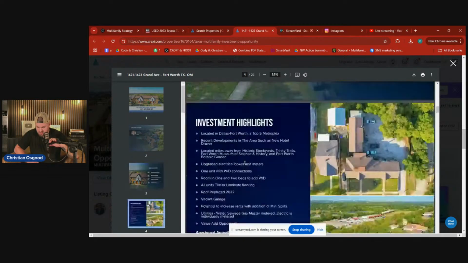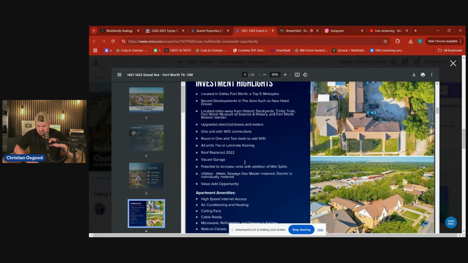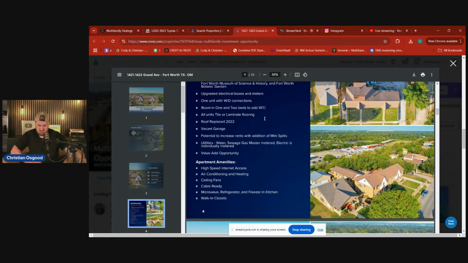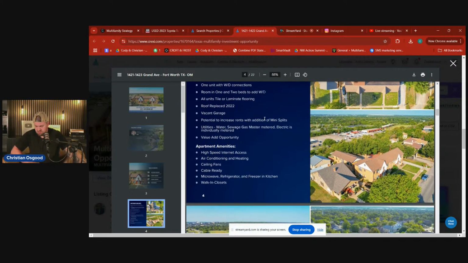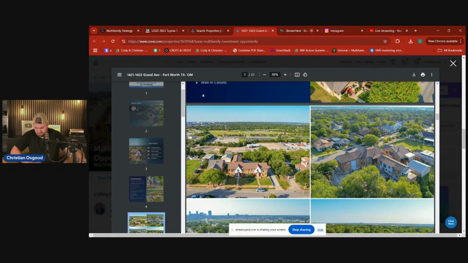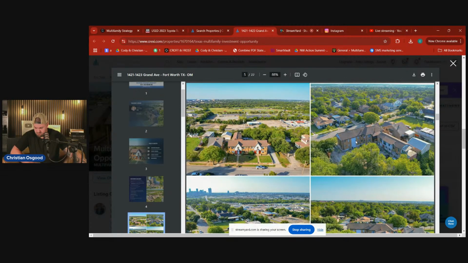Listing information, investment highlights. I already know I love Fort Worth. 1 and 2 beds. You can add washer and dryer. Okay, so one unit has washer and dryer connections. The other ones don't, so there's no in-unit washer or dryers. I'm curious if there's a laundry room. I did see that there was a vacant garage in the listing. I'm wondering if there's an ability to create a laundry room for these. That would be nice. It's a cool looking building.